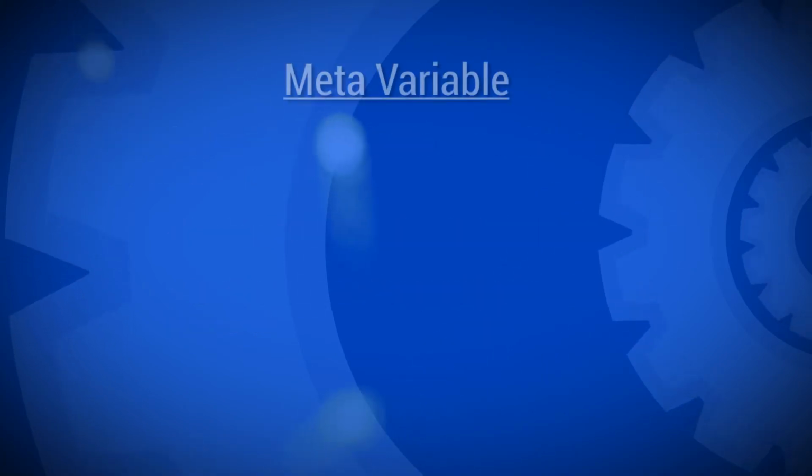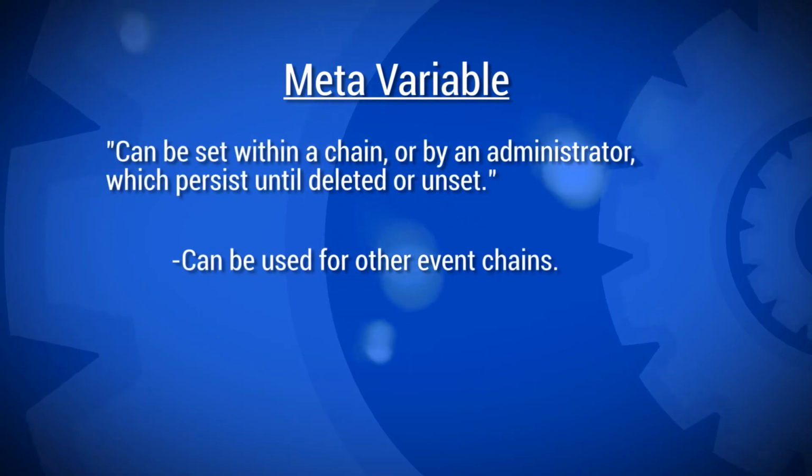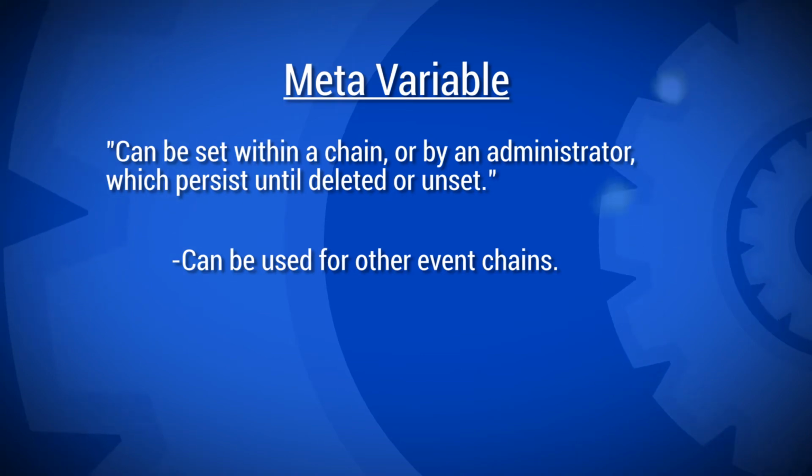chains. In contrast, meta-variables are something that can be set within a chain or by an administrator, which can persist until it is deleted or unset. Reactor can save the meta-variable for use in other event chains.